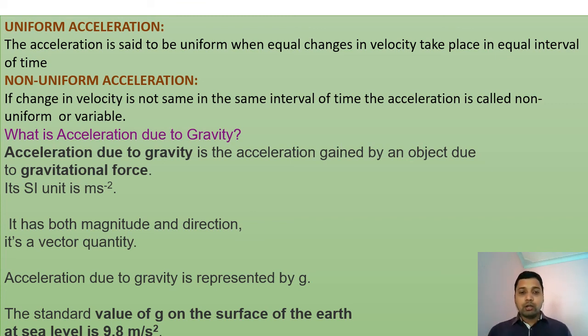So all these terms, distance, displacement, speed, velocity, acceleration, are used in motion. This is the fundamental concept of motion. In my next video, I'll come to you with the graphical representation of motion, where you will get the displacement time graph, velocity time graph, and acceleration time graph. That means the variation of displacement with time, velocity with time, and acceleration with time.